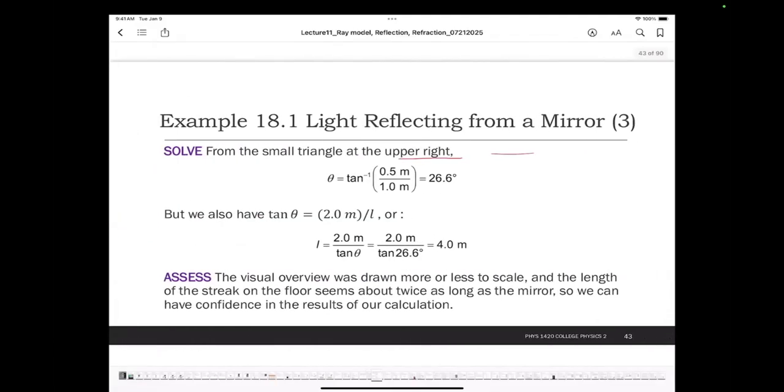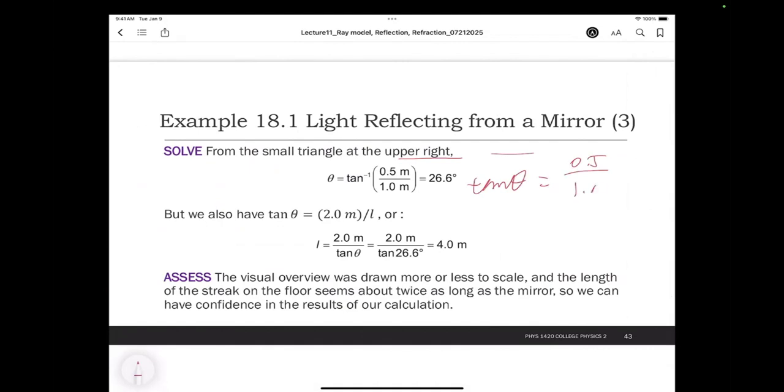So this angle is what? It is tangent. Because tangent theta equals 0.5 divided by 1, am I right? So theta equals arctangent of 0.5, and it is around 26.6 degrees. But we also have tangent theta equal to this one.